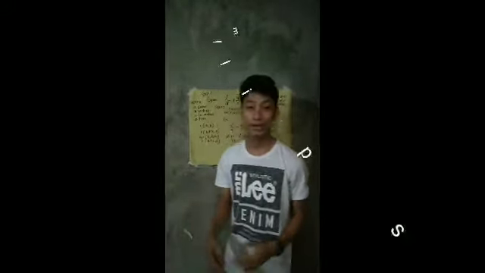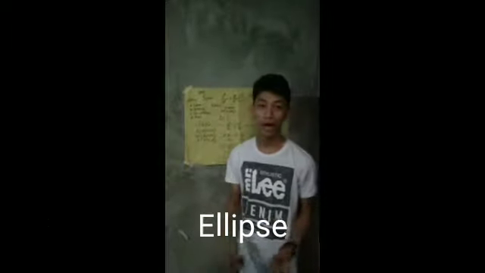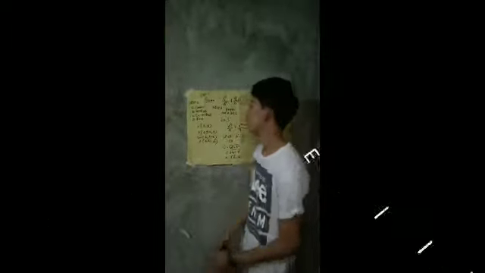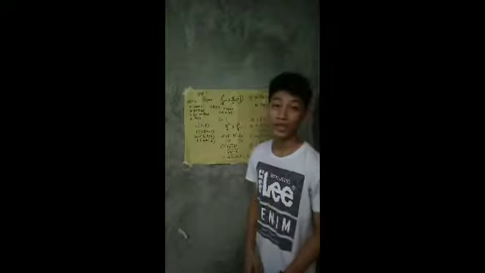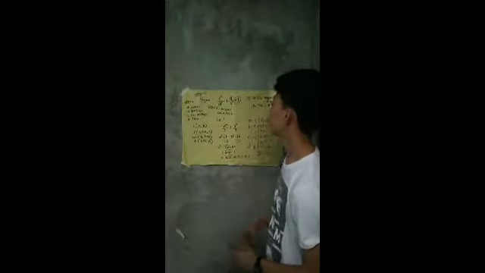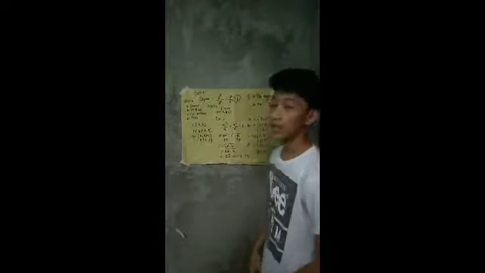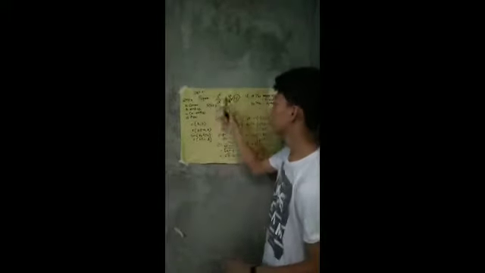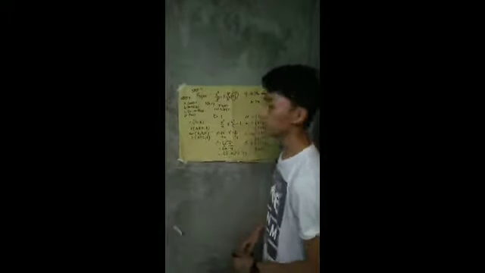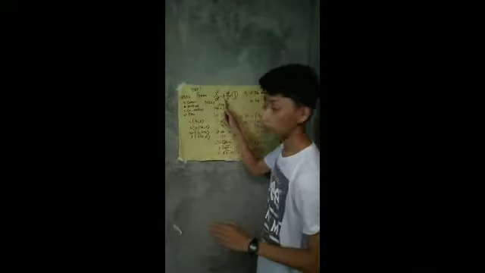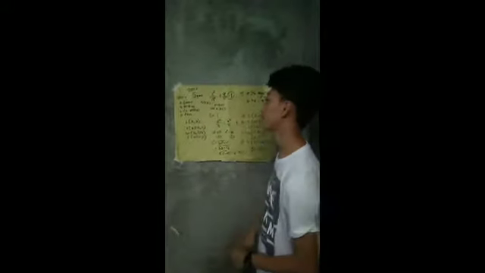This time, I'm going to tackle ellipse, how to solve and to graph it. Step 1, to find our standard form. The standard form of ellipse is x squared over a squared plus y squared over b squared is equal to 1. Equal to 1 is very important in the standard form because if there is no equal to 1, that standard form doesn't exist.